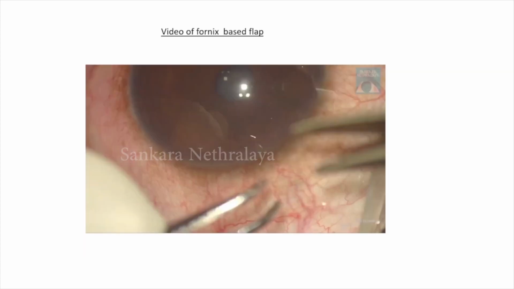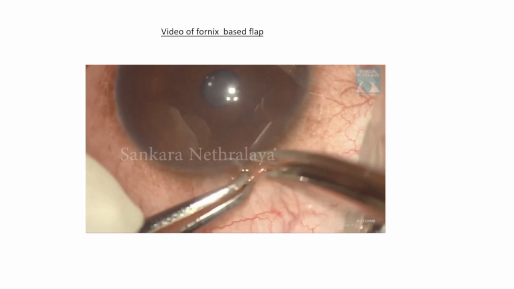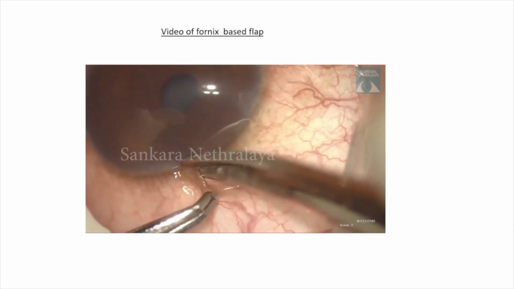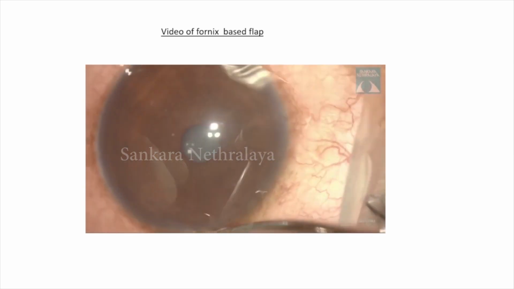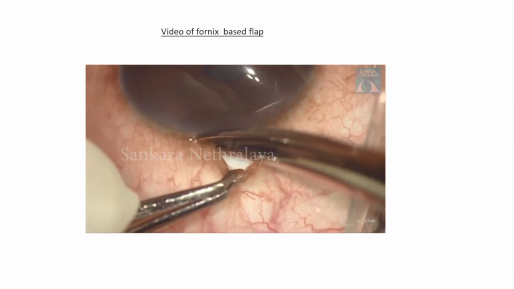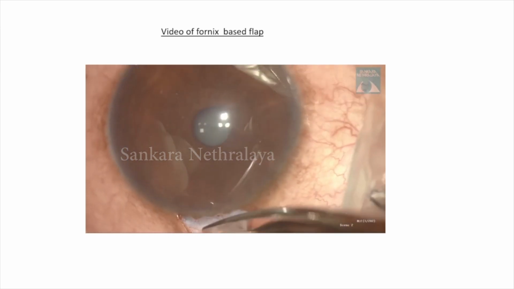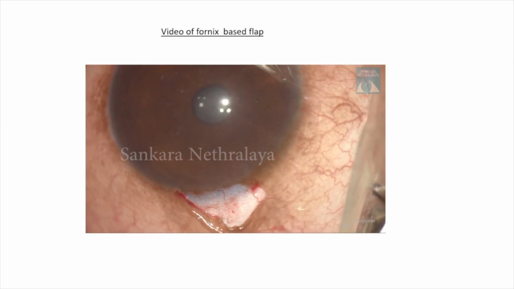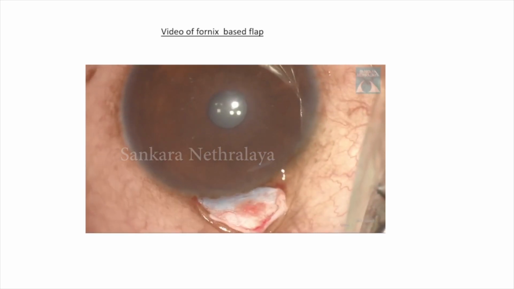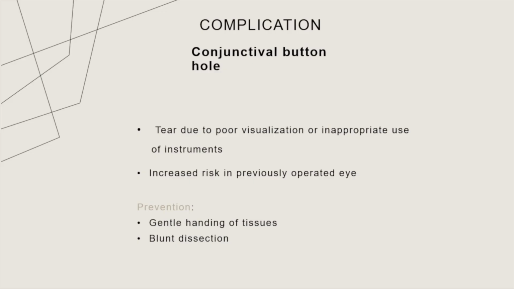So this is a video of a fornix-based flap in which the incision is made at the limbus. And then blunt dissection is done. So during this step, the complication which can happen is a conjunctival buttonhole. The tear may be due to poor visualization or inappropriate use of the instrument.